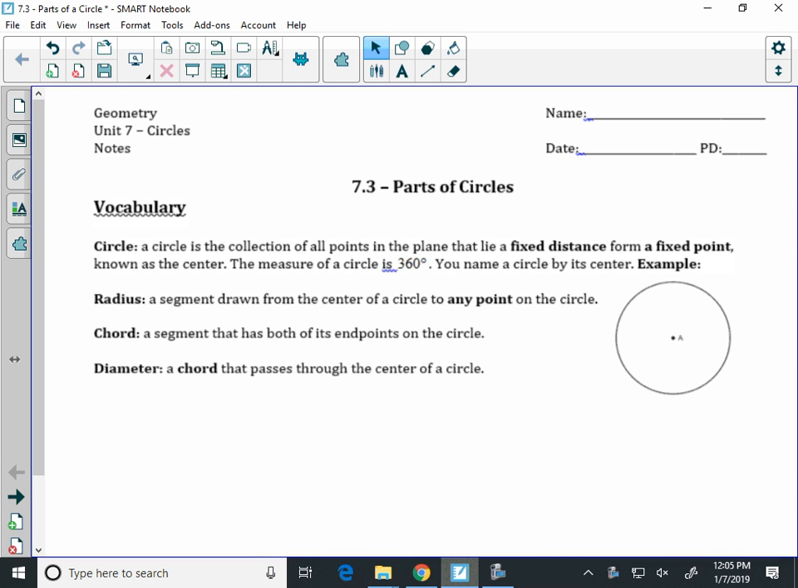So let's start with some basics. Some of this might be review for you. Some words might be kind of new. First things first, a circle.